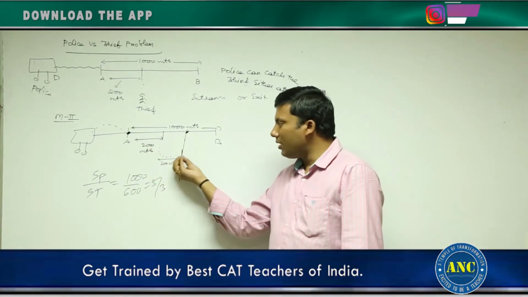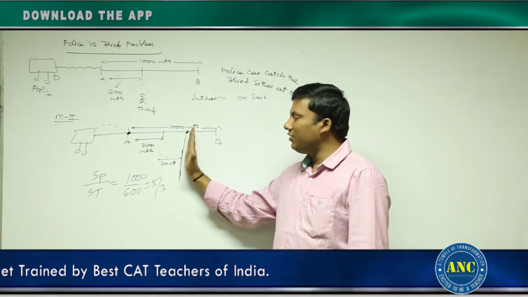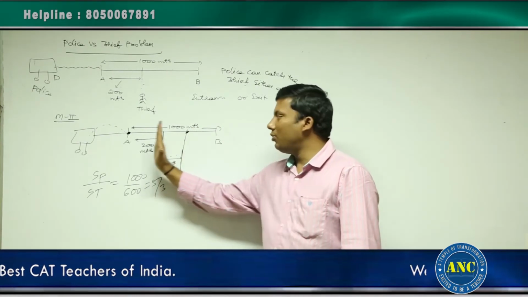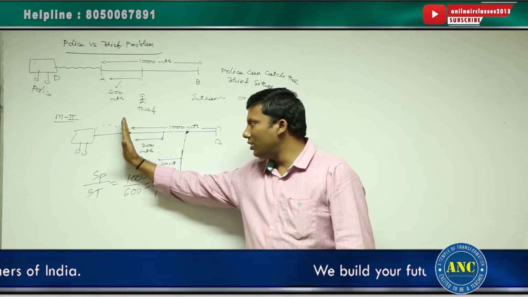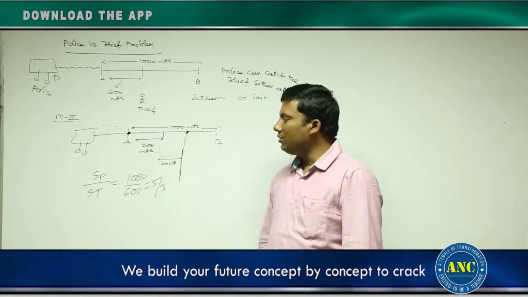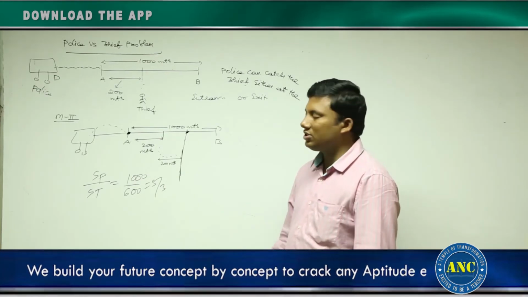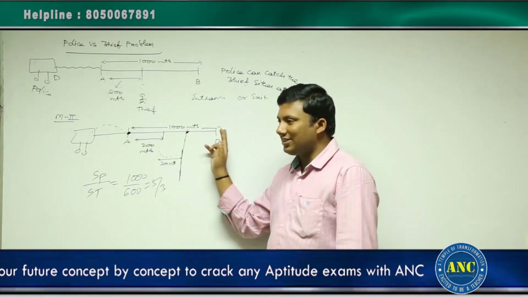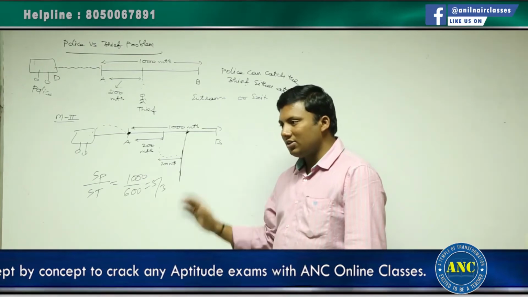Assume that he is moving backwards. By the time the thief is here, where is the police? Police is here. So if police is here, thief is here. At this snapshot of time, speed ratio is equivalent to distance ratio. Police will cover the entire 1000, thief will cover the remaining 600.